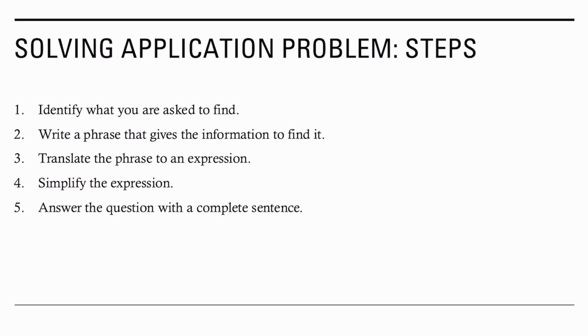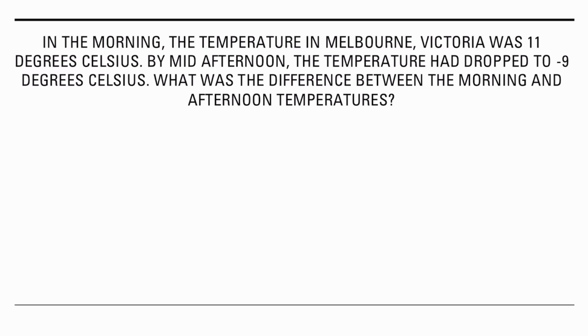So the steps are to identify what you're asked to find, write a phrase that gives the information to find it, then translate that phrase to an expression, simplify the expression, and then answer the question with a complete sentence, because remember that we want complete sentences because we've got worded questions when we're doing application problems, so we expect worded answers. In the morning, the temperature in Melbourne, Victoria was 11 degrees Celsius. By mid-afternoon, the temperature had dropped to negative 9 degrees Celsius. What was the difference between the morning and the afternoon temperatures?